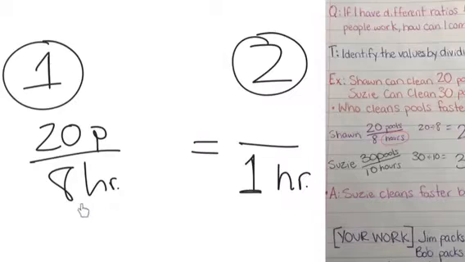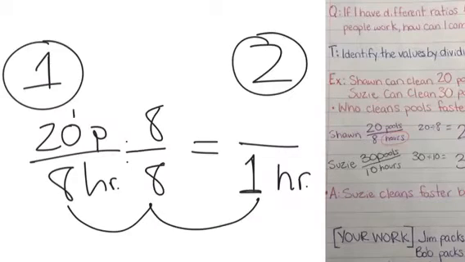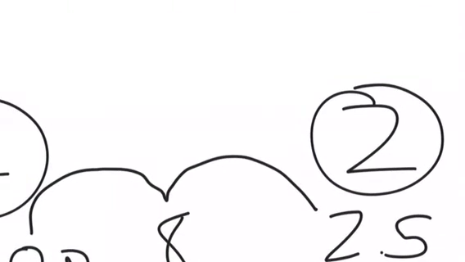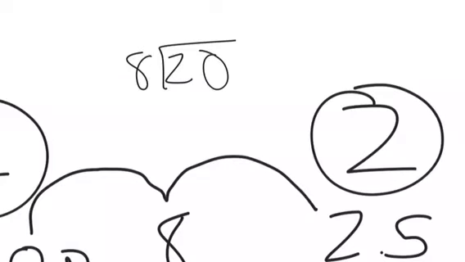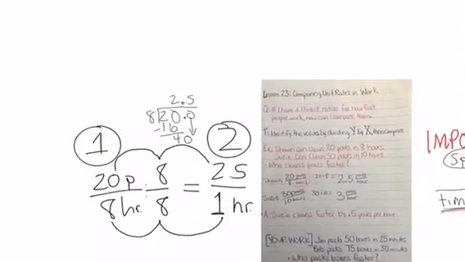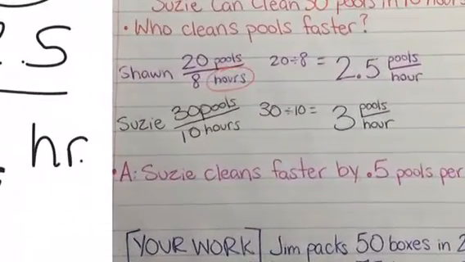So in order to get from 8 to 1, we know we have to divide by 8. If we do it on the bottom, we got to do it on the top. 8 divided by 8 is 1. 8 divided into 20 is 2.5. If you don't believe me, you need to see it for yourself. The 20 goes inside the house, 8 goes outside. 8 goes into 20 twice, which gives us 16, a difference of 4. Add a decimal, bring down our 0, bring our decimal up in our answer. 8 goes into 40 5 times, 2.5. So, there we have Sean's rate.